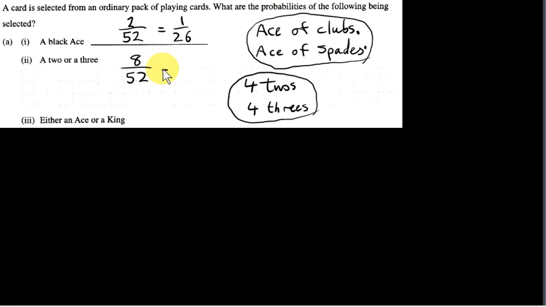Well, we can divide above and below by 4 here. 4 2s are 8. 4 into 52 goes 13 times, and 1 over 4 3s are 12.